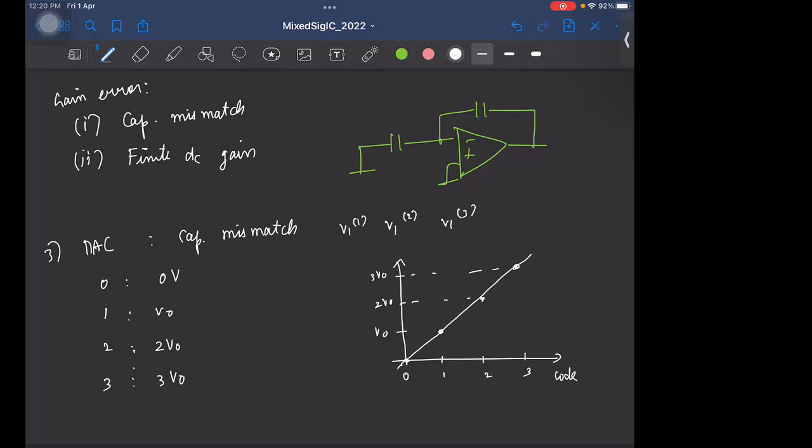But now if there is a mismatch in the capacitor, can you comment on these voltages? Let us say if this is 0, because you're not transferring anything, so this will be 0. Ideally this should have been V0, but now this will be V0 into some 1 plus alpha 1 or something. Similarly, this will be 2 V0 into 1 plus some alpha 2. Is that okay?